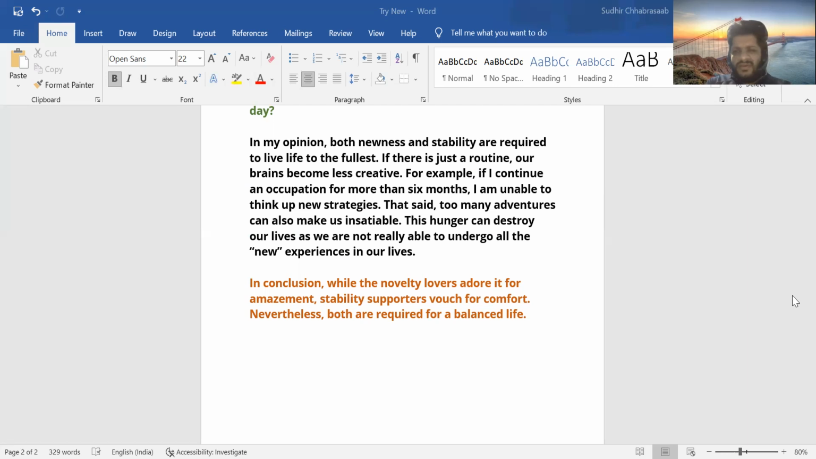Then the conclusion, where I'll be encapsulating the 3 body paragraphs. So in conclusion, while the novelty lovers adore it, which means love it, for amazement, as I have explained earlier, stability supporters vouch for comfort. Vouch for means love, again, as in support. So the 2 body paragraphs dealt with the views, and then as I said in the opinion paragraph, both are required for a balanced life nevertheless.